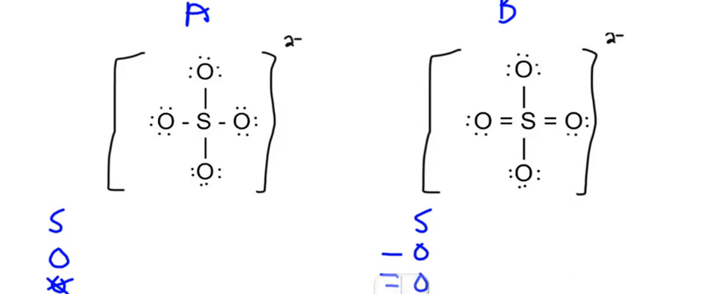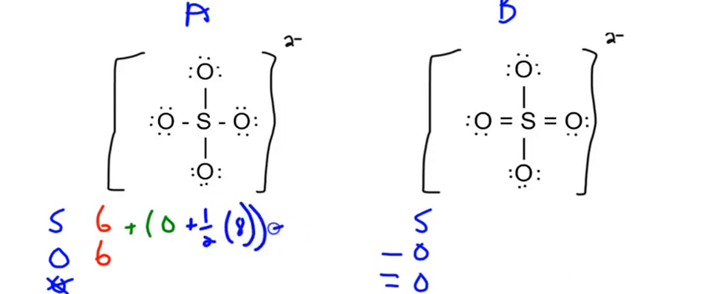So each of them have 6 valence electrons. Okay, how many lone pairs are on the sulfur? None. Okay, then what? I have 8 bonding electrons, and so if I were to do all that, I think I get a 2. What about oxygen?